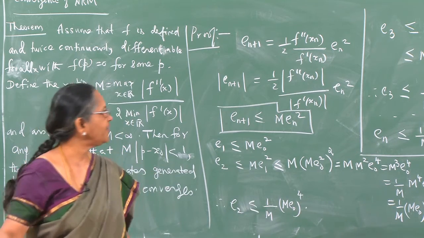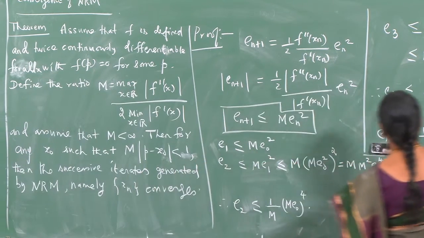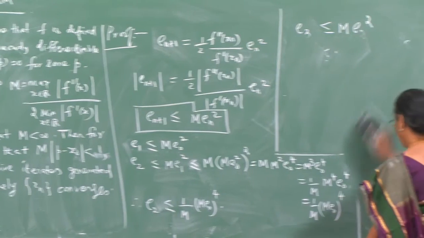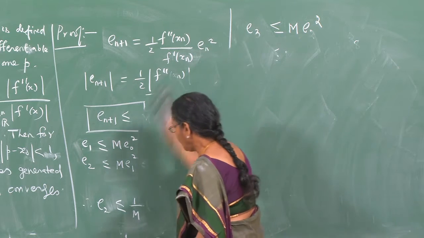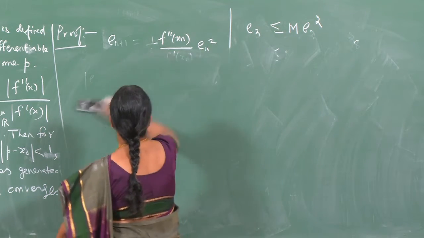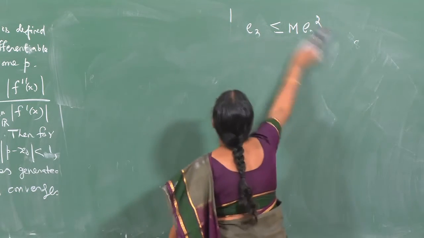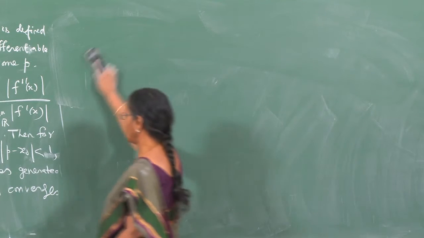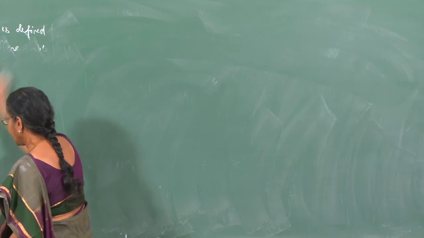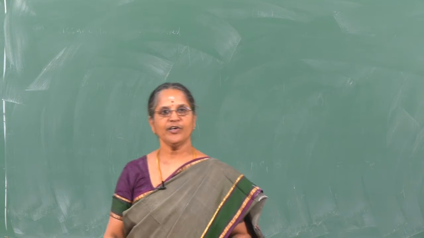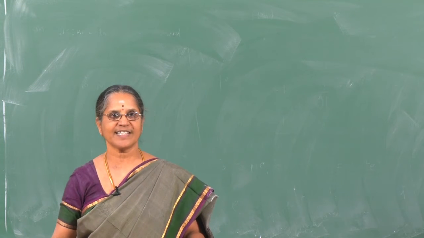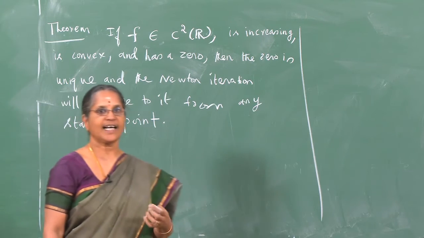So, we now give another result, which is again for convergence of Newton-Raphson method, which tells you that if some conditions are satisfied, then starting from any initial approximation, the successive iterates that you generate by Newton-Raphson method will converge to a root of the equation correct to the desired degree of accuracy. So, let us look into the result which states this. So, the result is as follows.